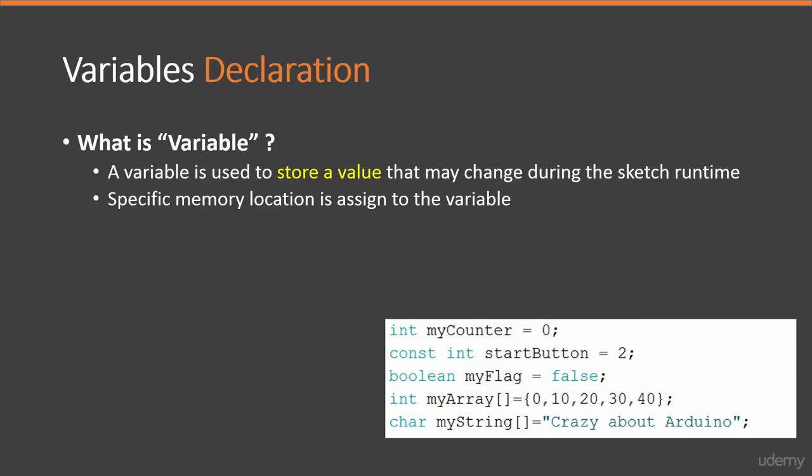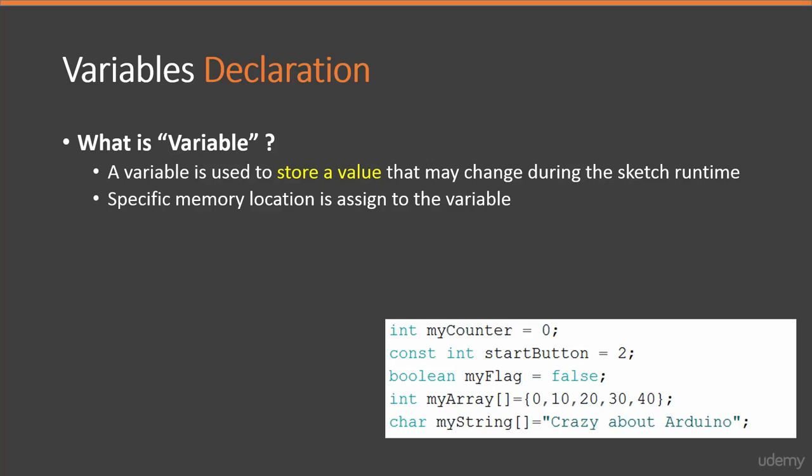Assuming we know that in the physical circuit we connected some external button to digital pin number 2 inside the Arduino. Now, using this variable, we can access the status of the button everywhere in the program.